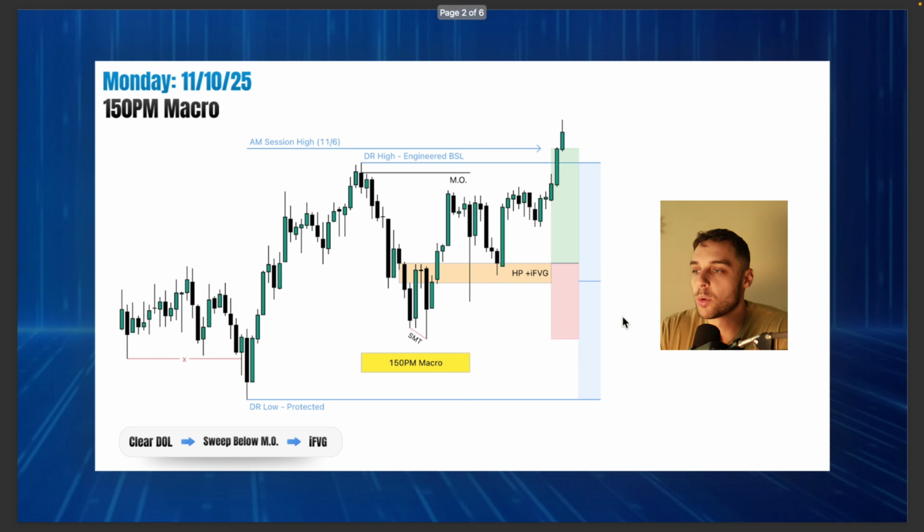So number one, we are at Monday, the 1:50 p.m. macro, November 10th. Okay, so this setup here is literally textbook A+. This is exactly what you want to look for with a continuation model for macro power of 3, okay? If you do nothing else besides what you see on the chart here, you are in a really, really good place. So let's break this down.